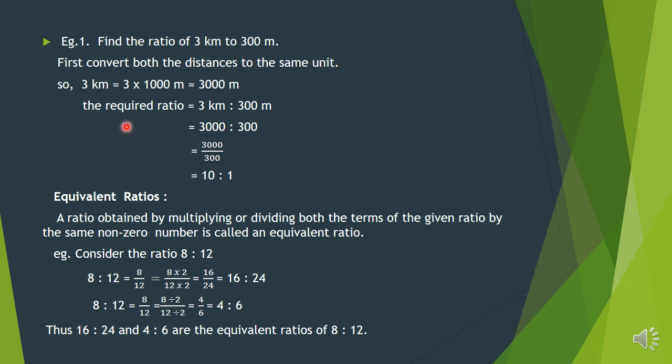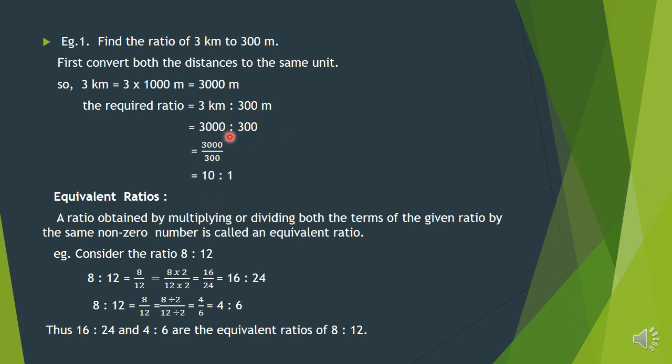And 3 km, you know, 1 kilometer is 1000 meters. So 3 km is 3 into 1000 meter equal to 3000 meter. And 300 meter we have to keep the same only. So the required ratio is equal to 3 km is to 300 meter. This way we write first using the symbol. And then 3 km we change it to meter. So 3000 is to 300. So when writing the ratio we remove the unit.